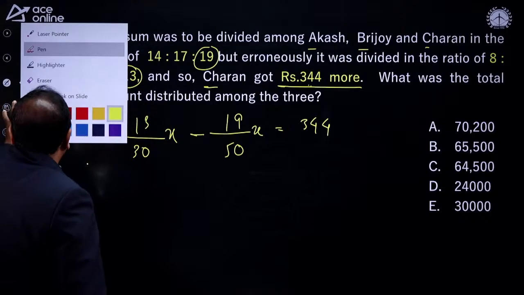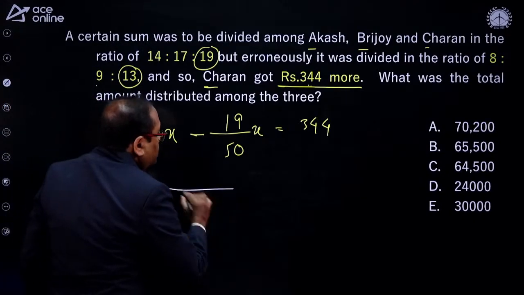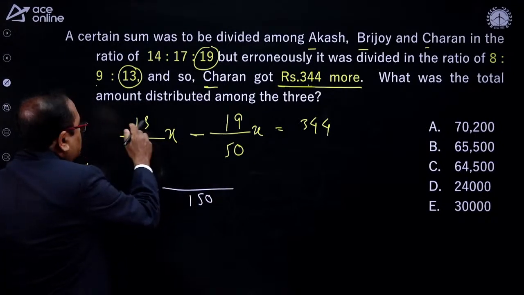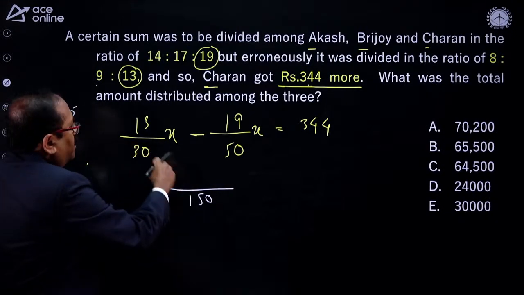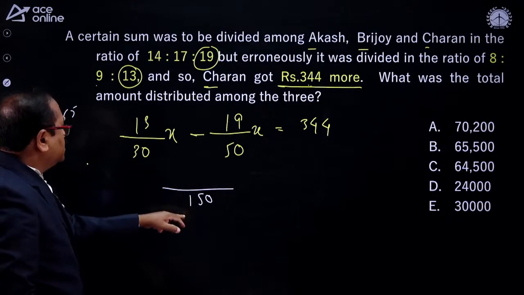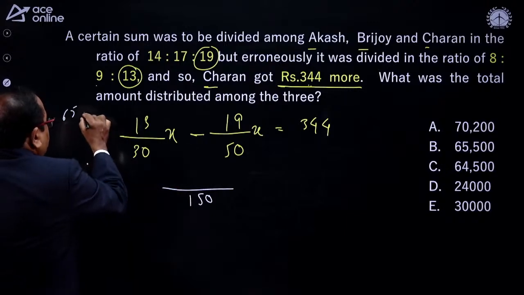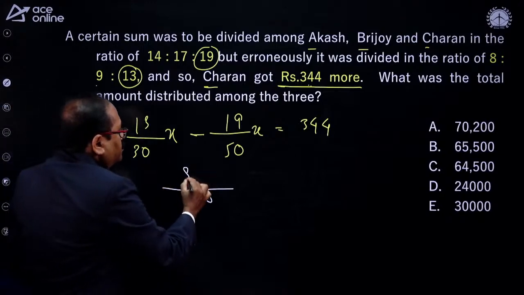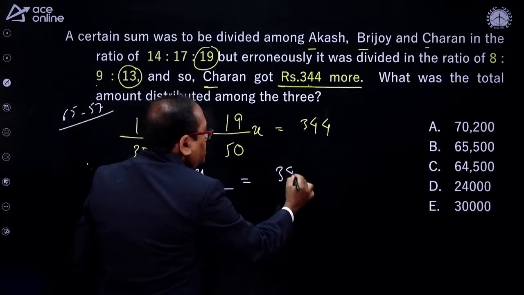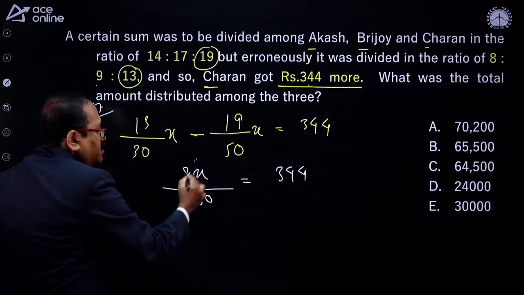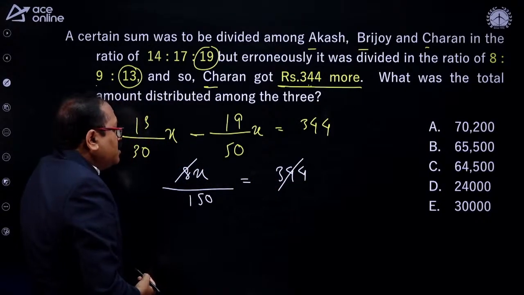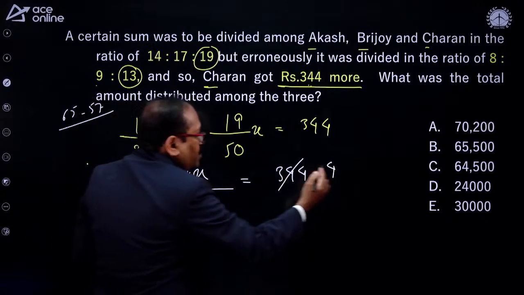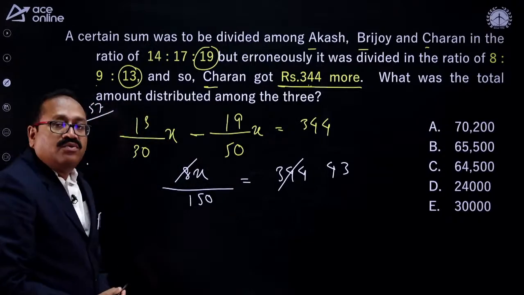Okay, now I'll solve this question. So here the LCM is 150, and this 5 times is 65. And here with this 3 times 19, 3 is 57. So how much is this part? That is 8. So that comes 8x, which is equal to 344. So with 8, this must be getting cancelled. That is 8, 4 is 32, and 8, 3 is 24. And multiply this with 150.